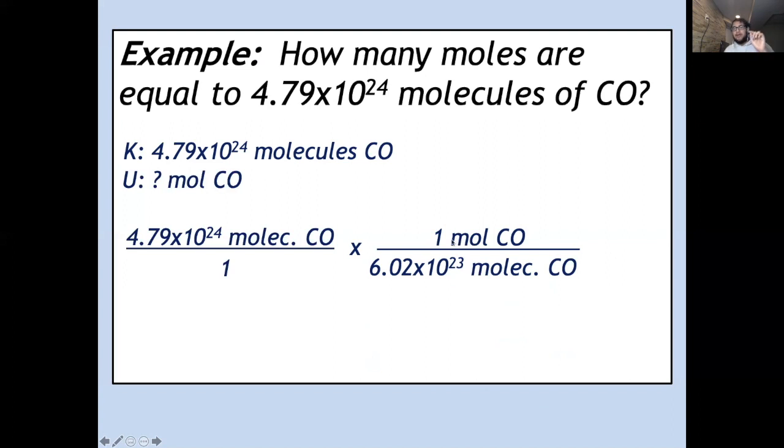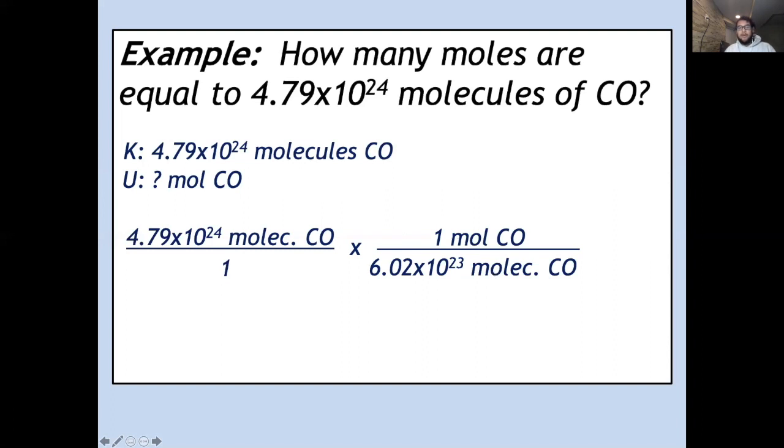So this time, Avogadro's number, instead of being on top of the fraction, this time it's on the bottom, right? Why? Check it out. Because Avogadro's number tells you how many atoms or molecules are in 1 mole. And I actually want these molecules to cancel out with these molecules. I want to be left with the number of moles at the end of my calculation. So I put Avogadro's number down at the bottom, right?